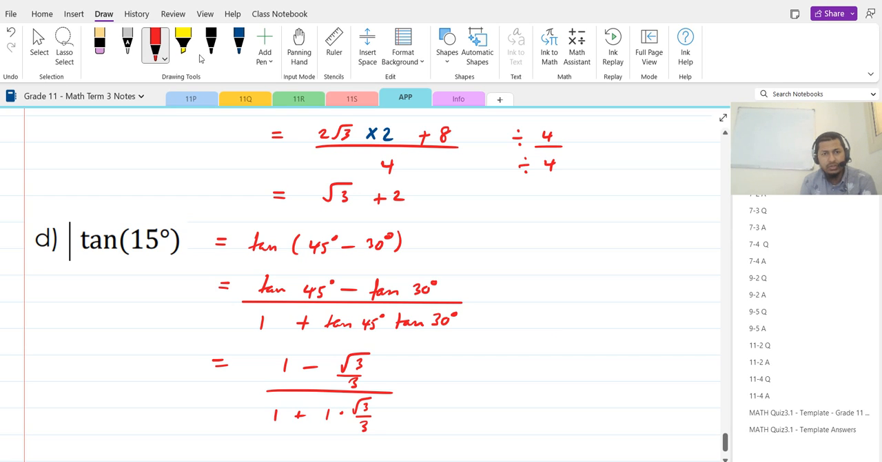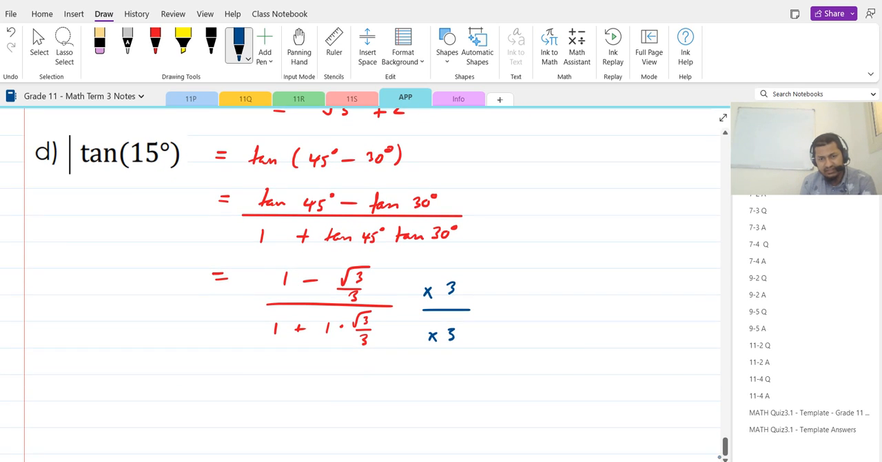So what we're going to do is multiply by 3 on top and multiply by 3 at the bottom, because you can see it's divided by 3. So 1 times 3 is 3. Root 3 over 3 times 3 is just negative root 3, divided by 1 times 3 is 3. Root 3 over 3 times 3 is root 3.